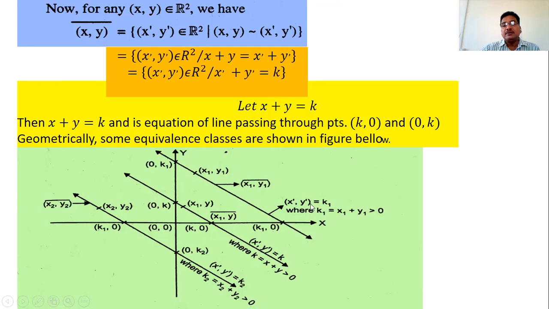If we take another point, suppose (x1, y1), then its equivalence class is again a straight line. If x1 plus y1 is equal to k1, then it passes through the two points (k1, 0) and (0, k1). If you take another point, suppose (x2, y2), and suppose x2 plus y2 is k2, then the equivalence class of (x2, y2) is again a straight line passing through the points (0, k2) and (k2, 0). So these are some equivalence classes. Under this example, equivalence classes are straight lines.